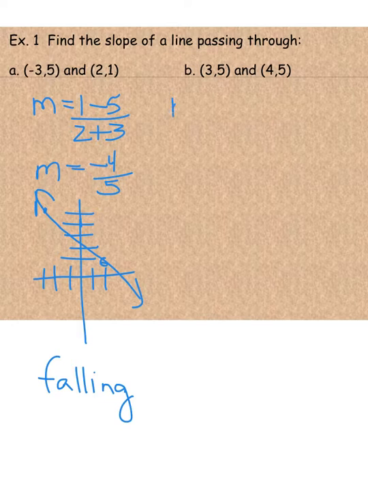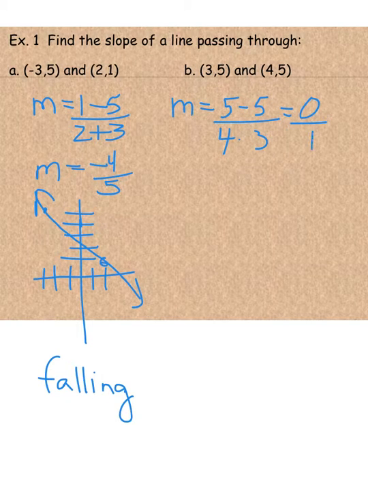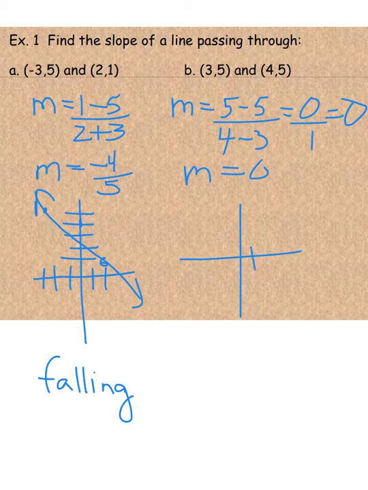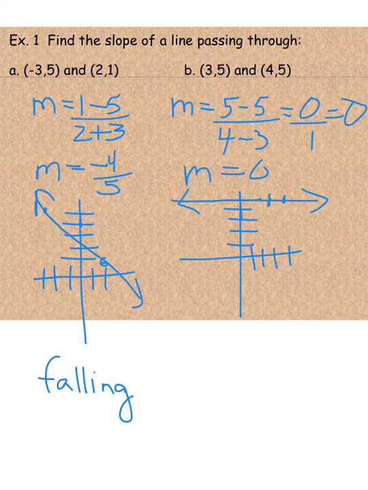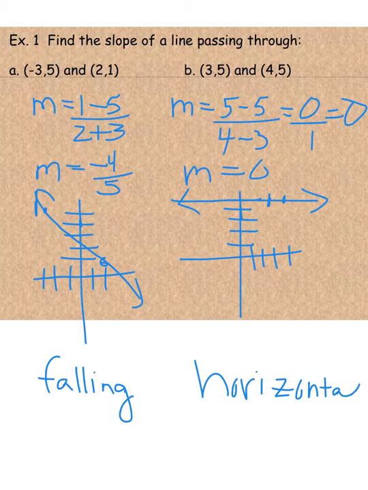In our second example, the slope of this line, our change in y over our change in x, will give us 0/1, which is equal to 0. Looking at these 2 points on a graph, (3, 5) and (4, 5), this will give us a horizontal line. So any line that has a 0 slope will be a horizontal line.